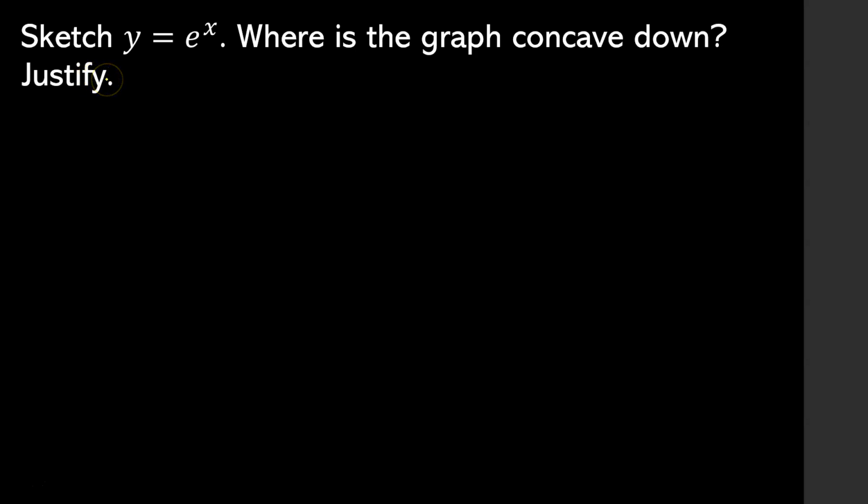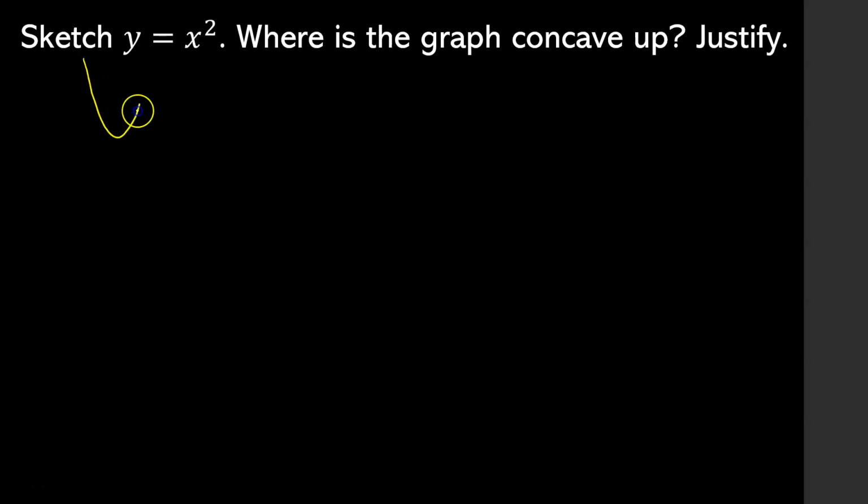We know what x squared looks like. Something like this. And where is x squared concave up? Well, we kind of know our answer already. x squared appears to be concave up everywhere. But because we have to justify, we're going to need some calculus. Is concavity about y prime, or y double prime? It's about y double prime.